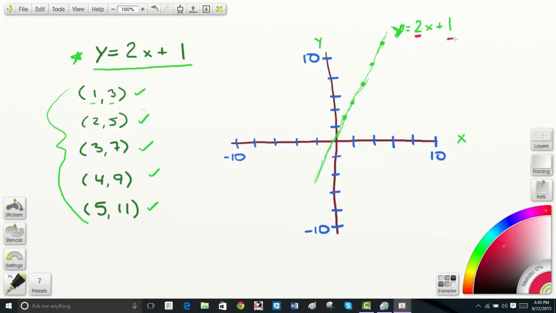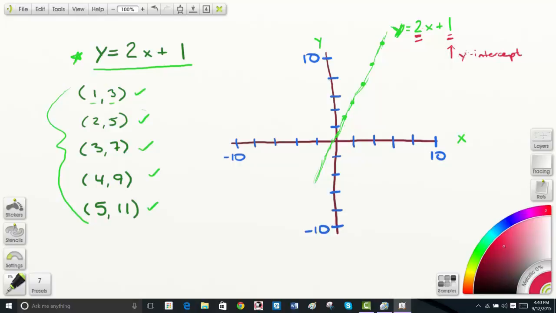So 2 is important and 1 is important. Why is it important? Well, I haven't told you yet, so no worries. But I am going to give you the hint that they are important. First of all, this number 1 is something that we call the y-intercept of an equation. And we'll think about what that means.